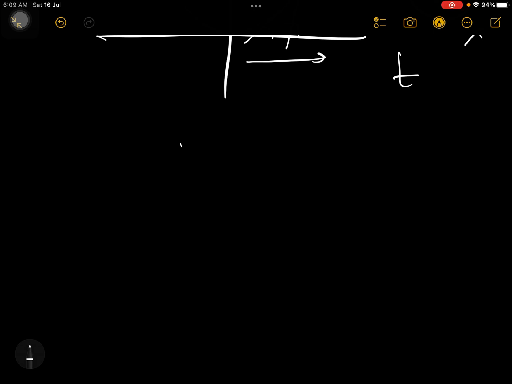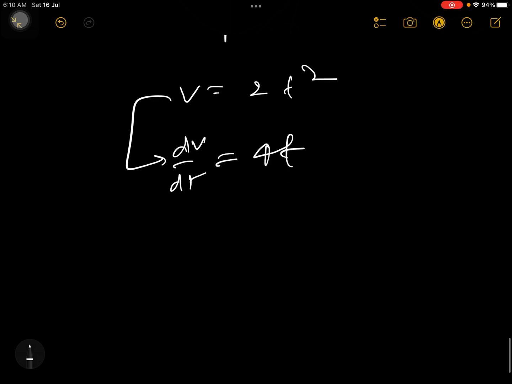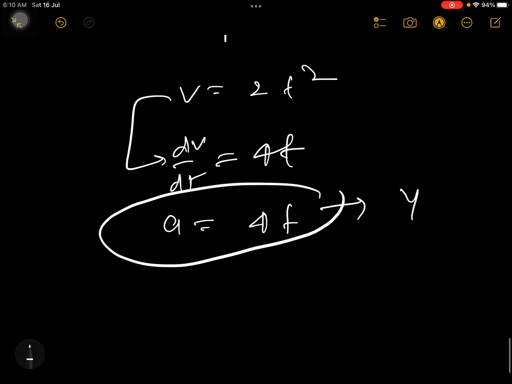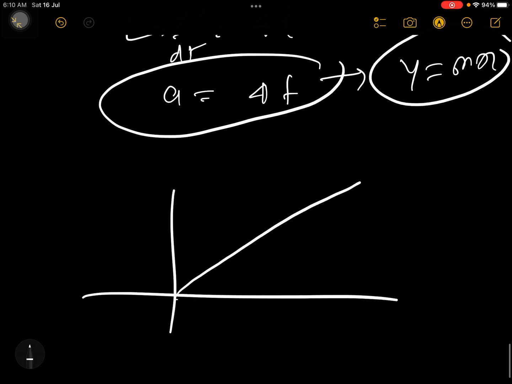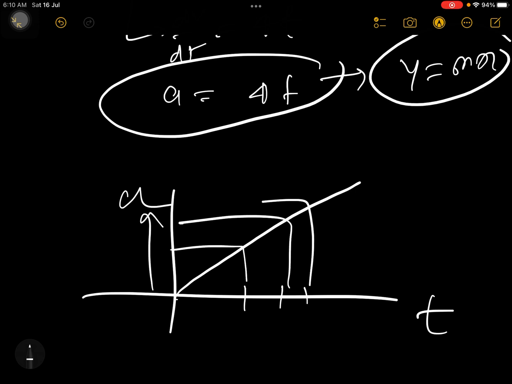How will you find out the acceleration? V is equal to 2t square is there. You just differentiate this, dv by dt. It is going to be 4t, correct? So acceleration is equal to 4t. Now what is this equation? You can compare this equation with y is equal to mx, a straight line. So that's why it will go like this. This will be your a and this will be your t. It means with time, acceleration itself is changing. You can see acceleration is changing with time, right?